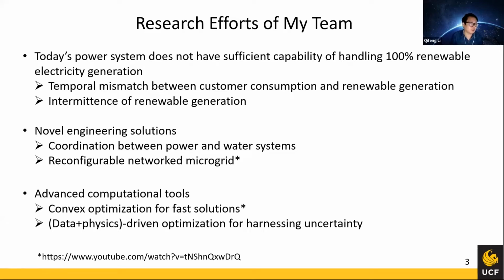Another big challenge comes from the intermittence of renewables. For example, for solar, when a cloud comes by, its generation can drop from full capacity to a very low level or even zero in less than a minute. Such intermittence also happens to wind power. So these are the problems preventing us from using renewables at large scale today.